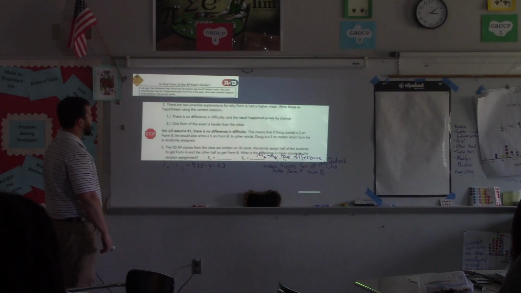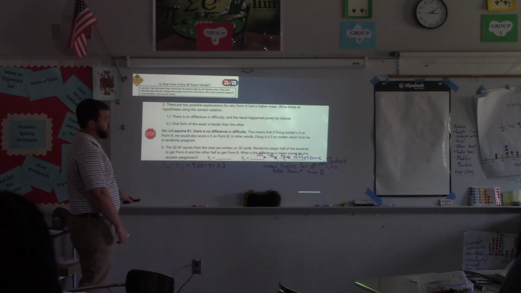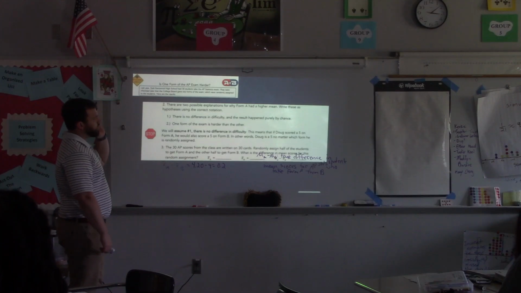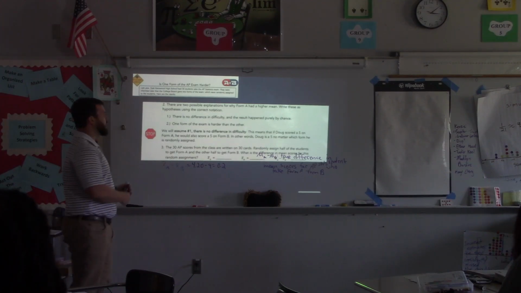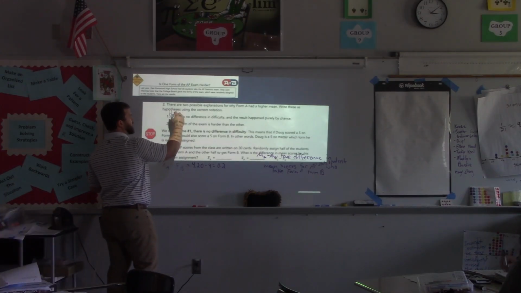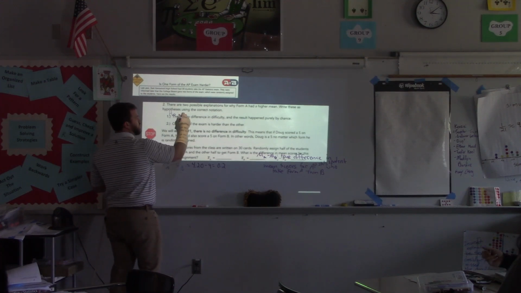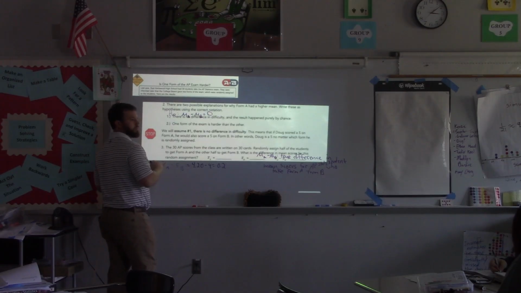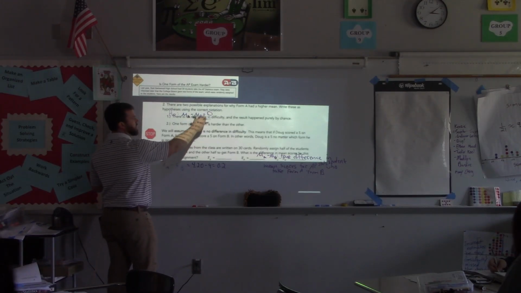So we don't have paired data. There are two possible explanations for why Form A had a higher mean. There is no difference in difficulty, the result happened purely by chance. That's my null hypothesis. And what is that null hypothesis? H0: mu of A minus mu of B equals 0. The difference in the means is 0.